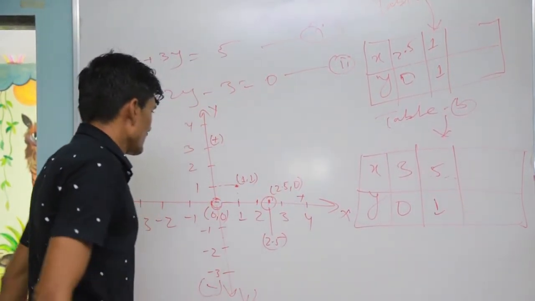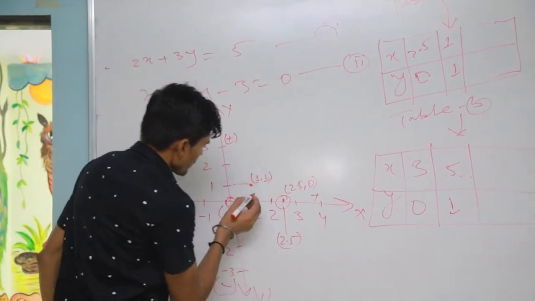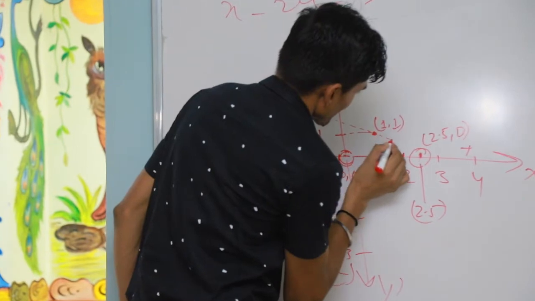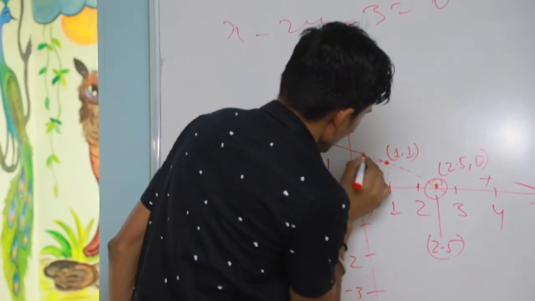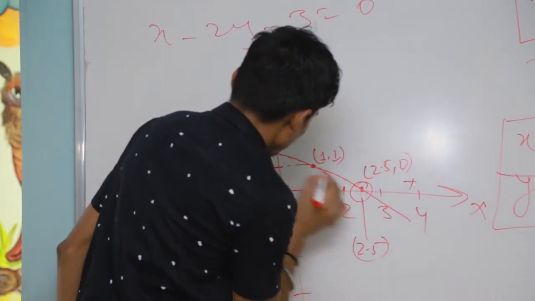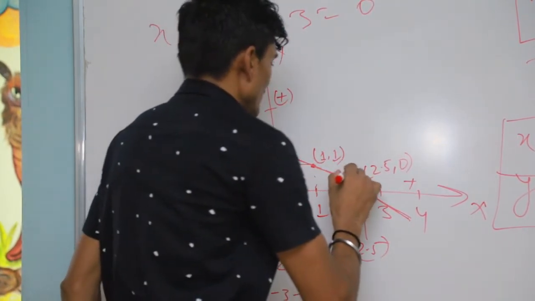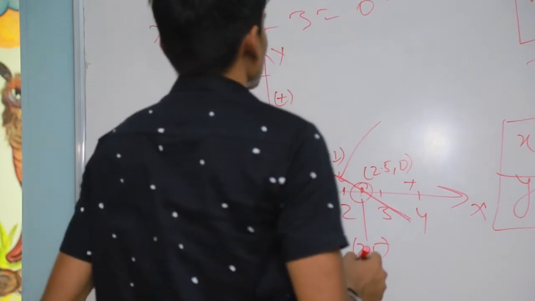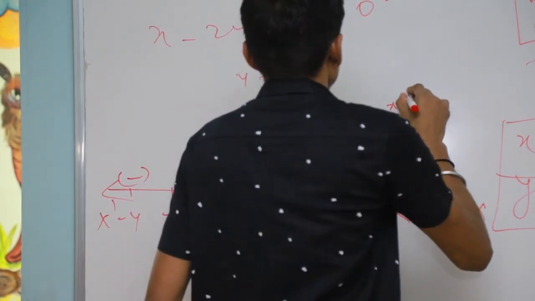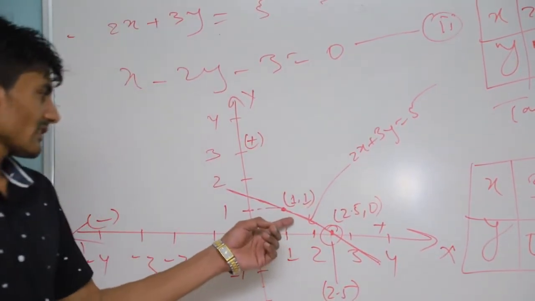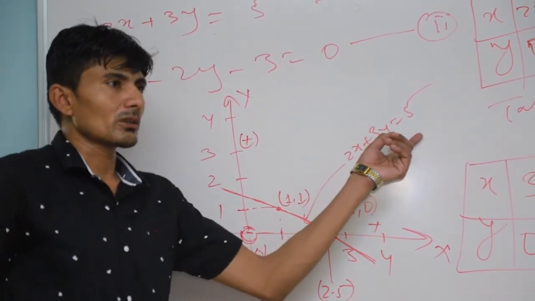This point is known as (1, 1). Now we have to join this line with the curve with a smooth hand. That is the equation of 2x + 3y = 5. This is the curve of 2x + 3y = 5.